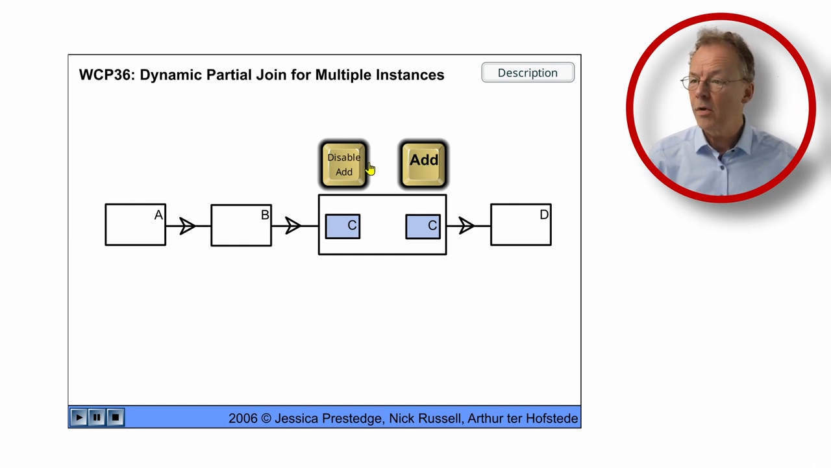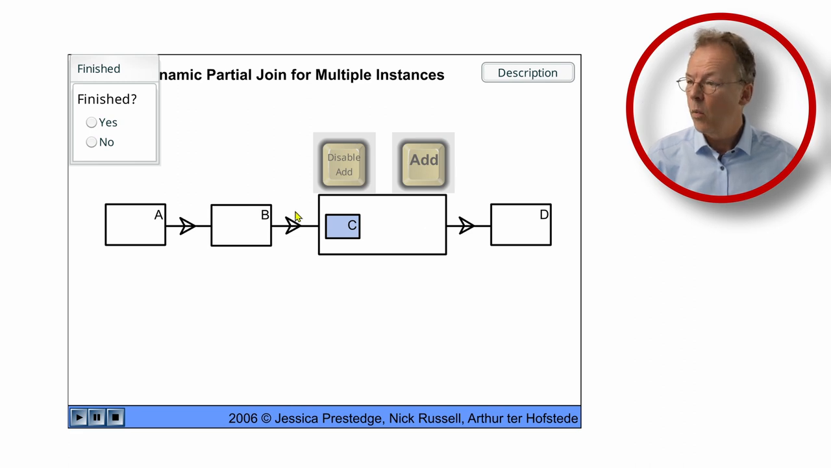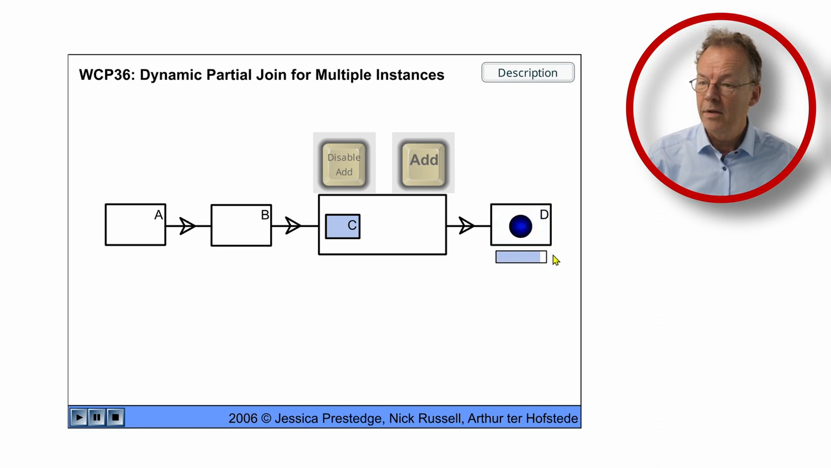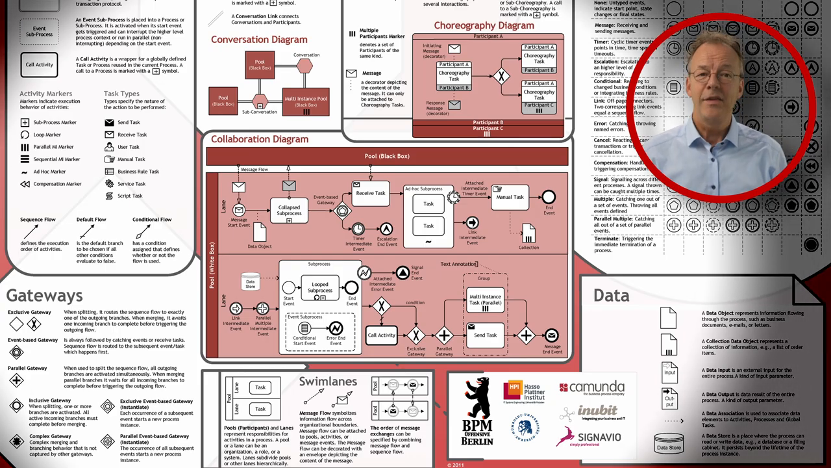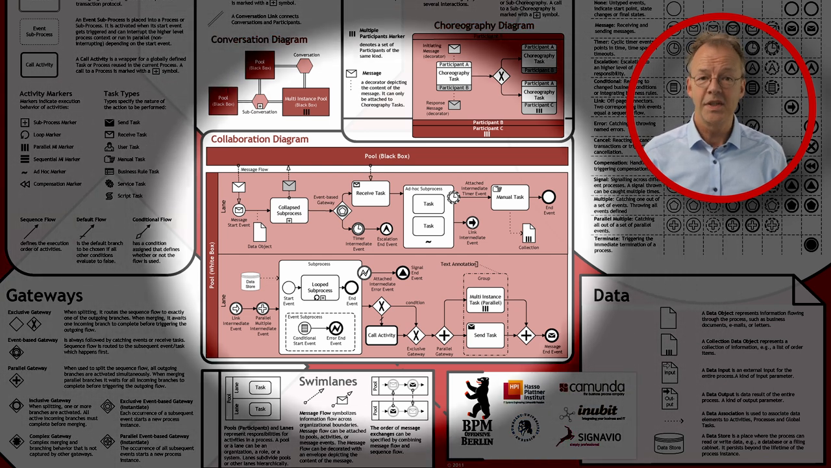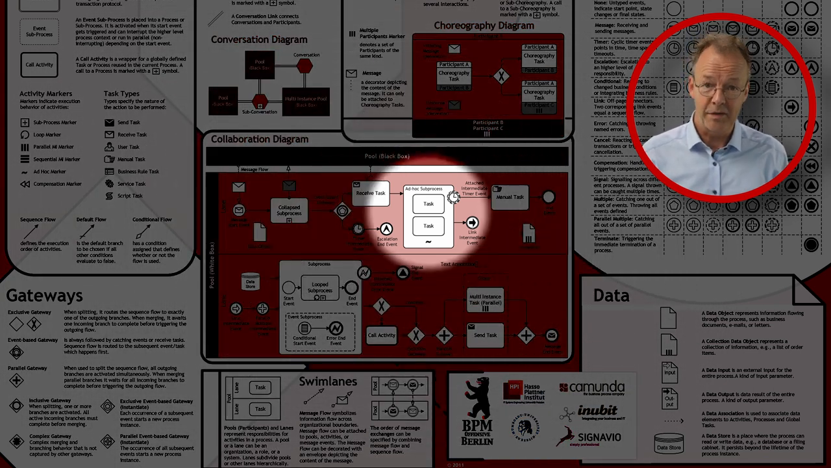However, we can also disable adding additional instances, and then we can only finish existing ones. And once we say it's finished, we go on to D, but here this instance C remains until we finish it. In BPMN, this can be modeled with a subprocess and a non-interrupting boundary event.